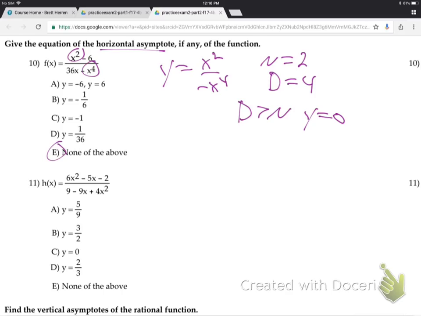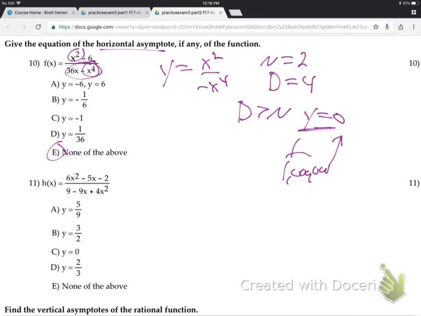Because the bottom wins the tug-of-war and pulls the graph down, doesn't it? The bottom is more powerful. So as you go way off to the right or way off to the left, plug in 1,000, a million, a billion. The bottom is going to be so much bigger than the top, it's going to pull the graph down to 0 height. It'll end up being like 1 over a million. And 1 millionth is basically 0.